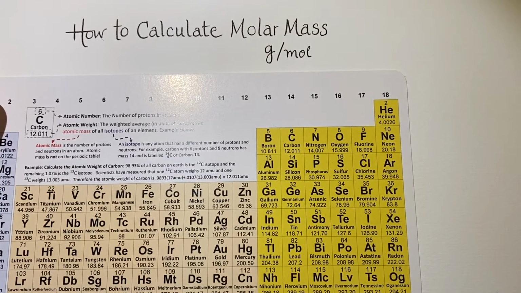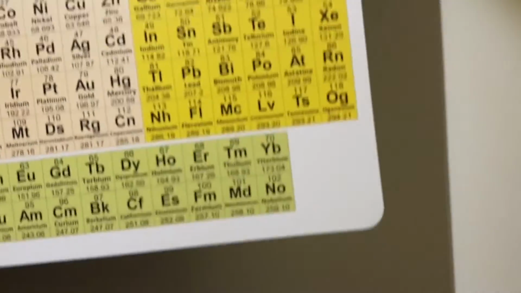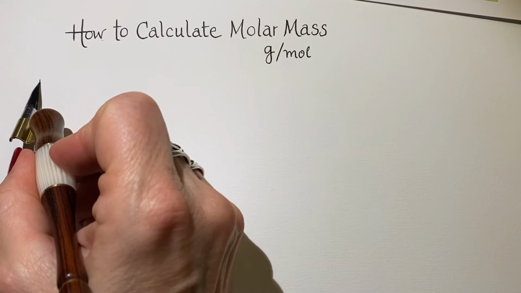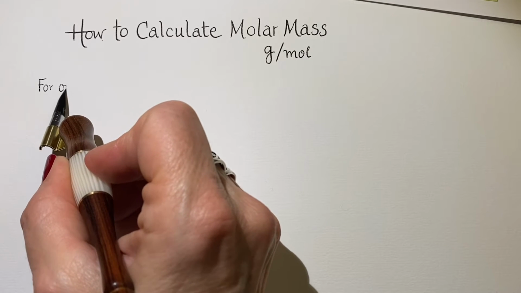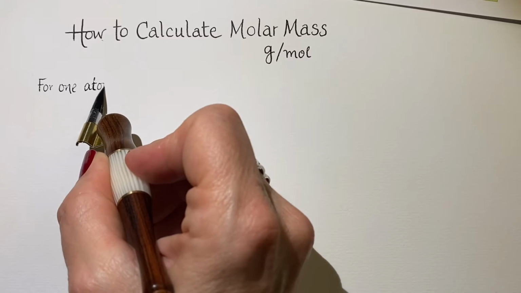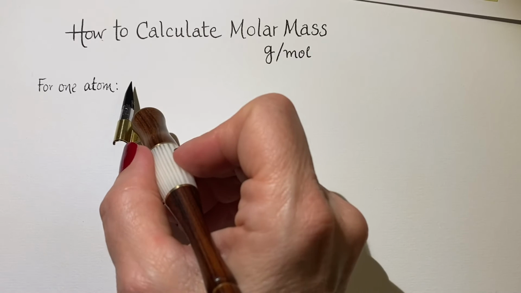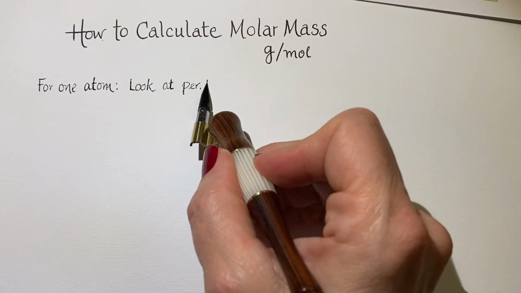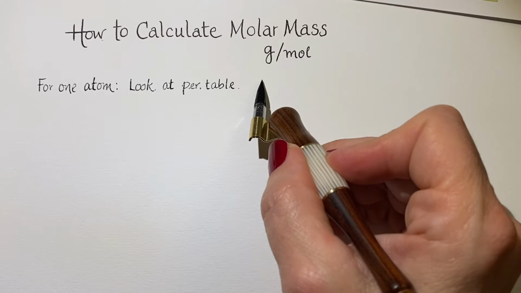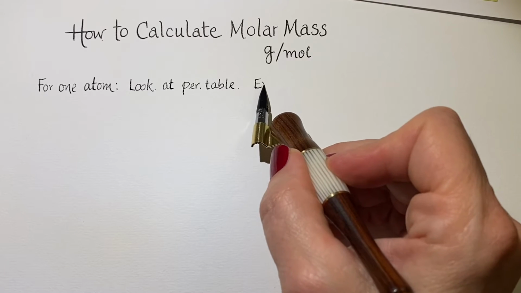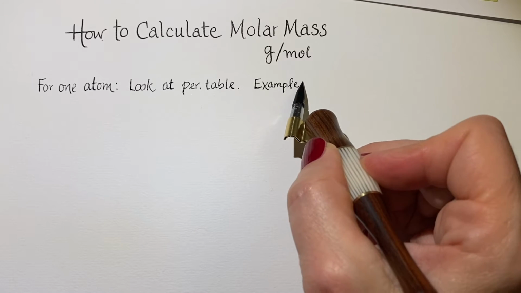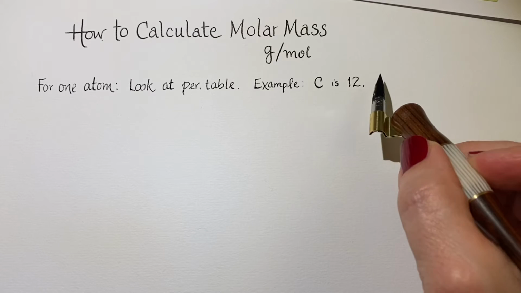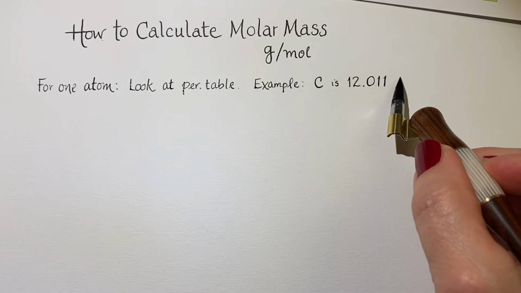It's really nice when it's just an atom. We just take the number straight from the periodic table. Okay. So for one atom, that's all we're doing. We just look at the periodic table. So, molar mass, our example here, was carbon. And we saw that that was 12.011 grams per mole.